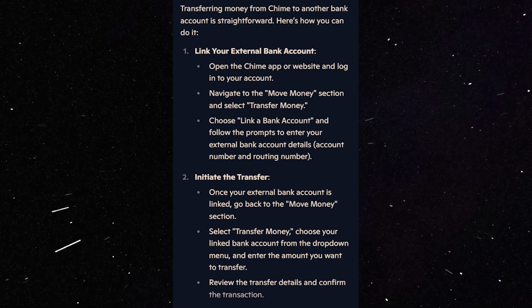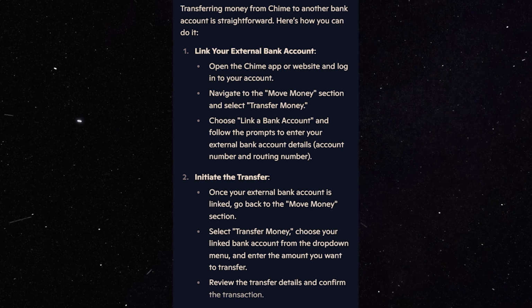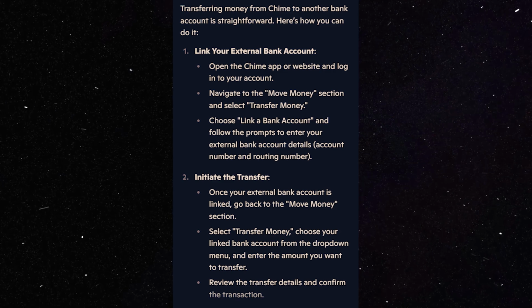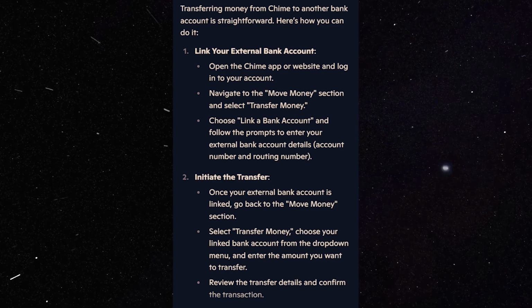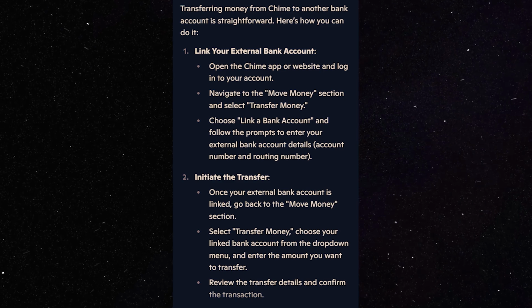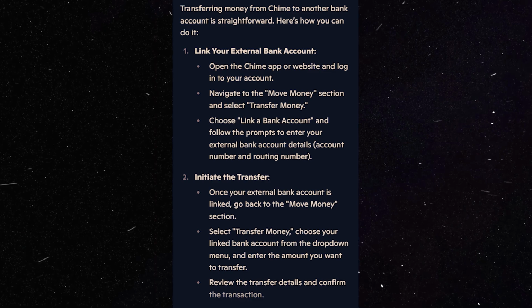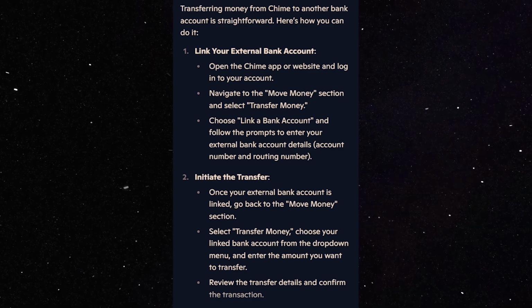Initiate the transfer. Once your external bank account is linked, go back to the Move Money section, select Transfer Money, choose your linked bank account from the drop-down menu, and enter the amount you want to transfer. Review the transfer details and confirm the transaction.